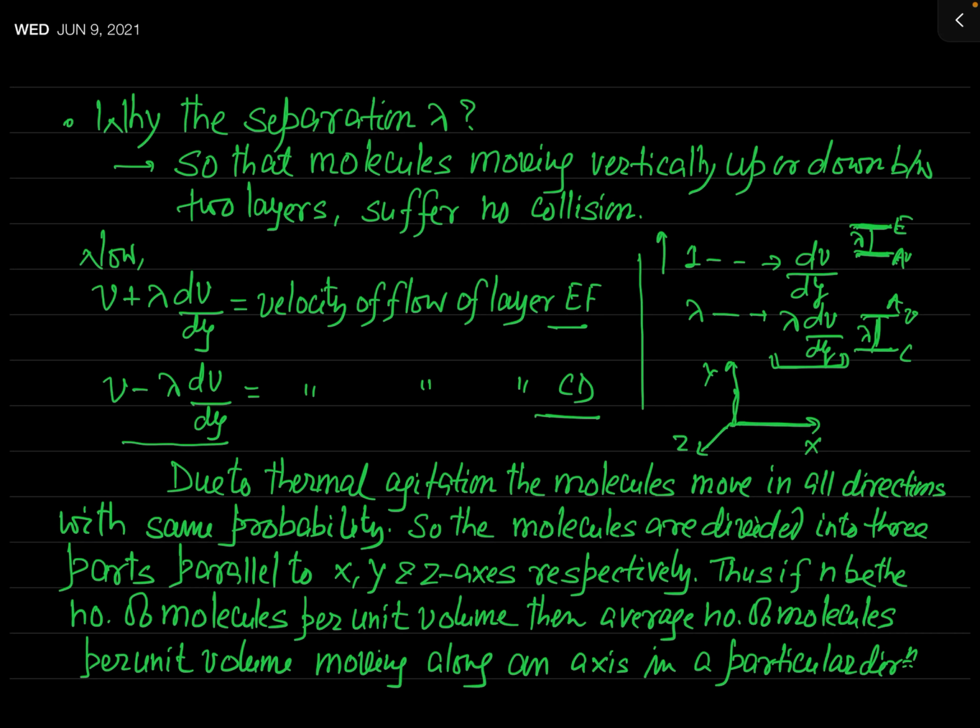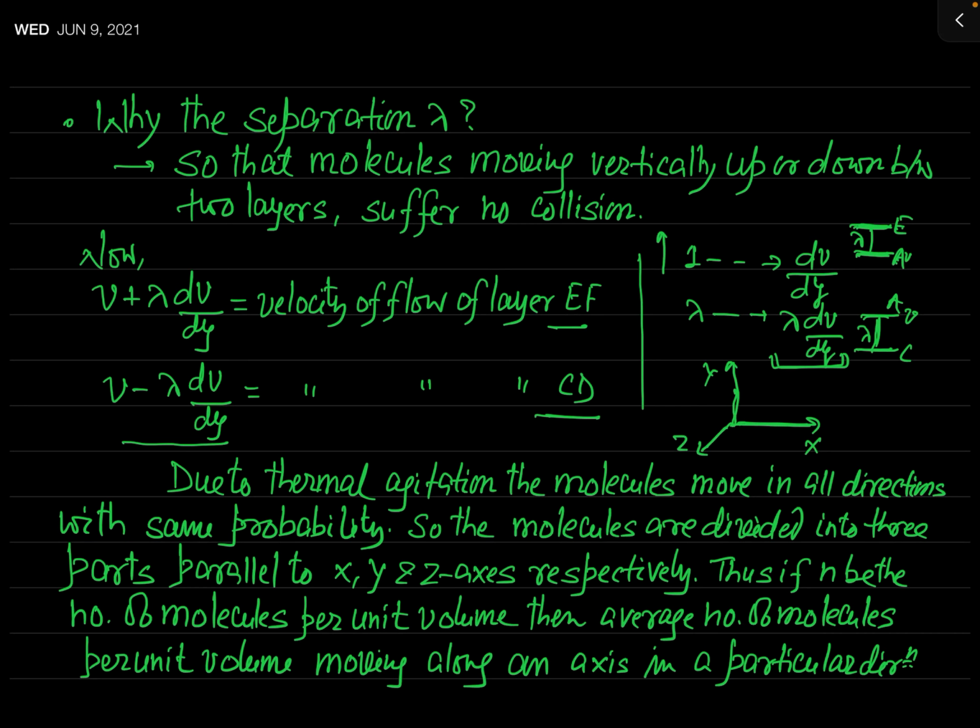But in this condition, if we want to find the average number of molecules per unit volume moving along an axis in a particular direction, then we have to take the average number. How will we calculate it? Think that it is possible that in the particular direction which you consider no molecule will move, or at most the number of molecules which will move will be n by 3.